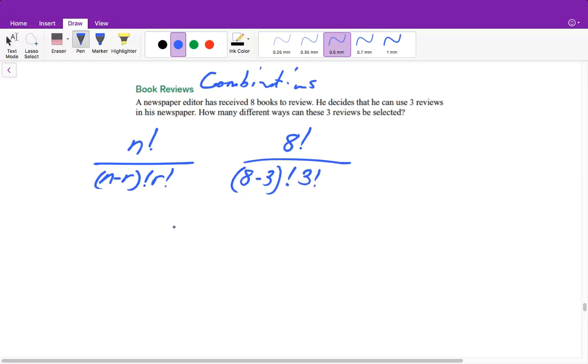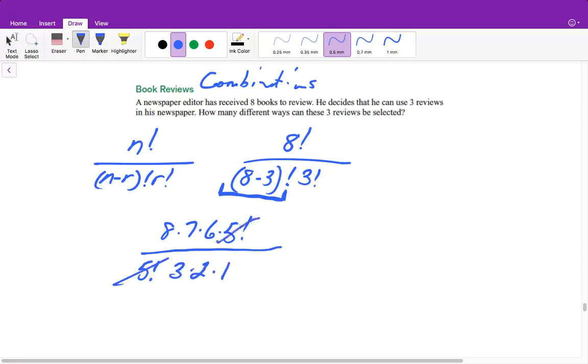So this 8 factorial can be broken down to 8 times 7 times 6 times 5 factorial. I'm stopping here because since this will give me a 5 factorial, I know it's going to cancel out right there. So we can stop at our higher of the 2 factorials in our denominator. And then I'm going to write out this 3 factorial, 3 times 2 times 1. This 5 factorial cancels out here.